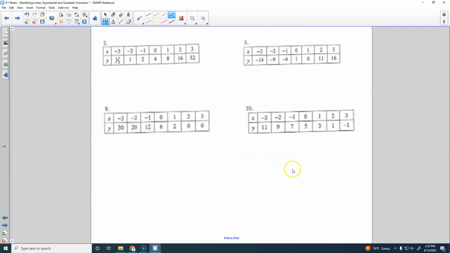Let's look at a few tables, and then we are actually, I think this is from your worksheet, so let me give you a worksheet first.